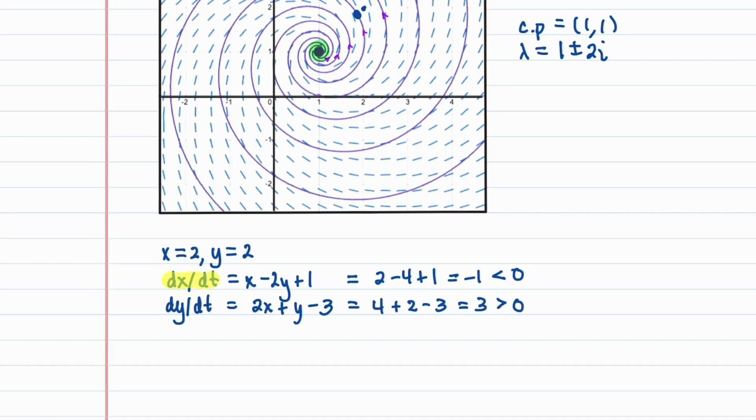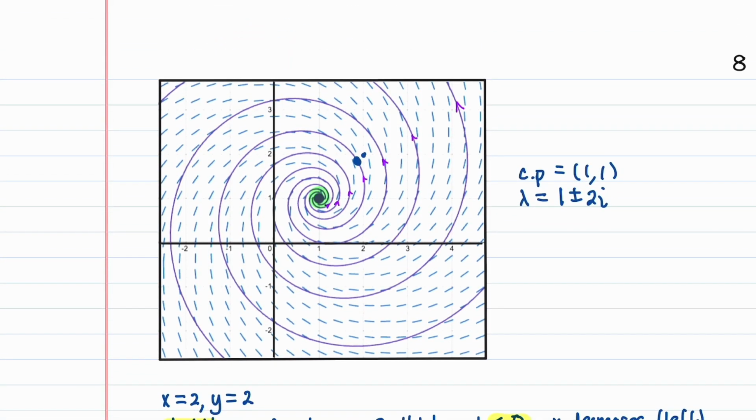So we found that dx/dt was less than 0. So that means that x decreases, which means it's going to move to the left. And then we found that dy/dt was greater than 0. So that means that y increases. And that means that our solution is going to move up. So this means that our solutions spiral outward in the counterclockwise direction, up and to the left.